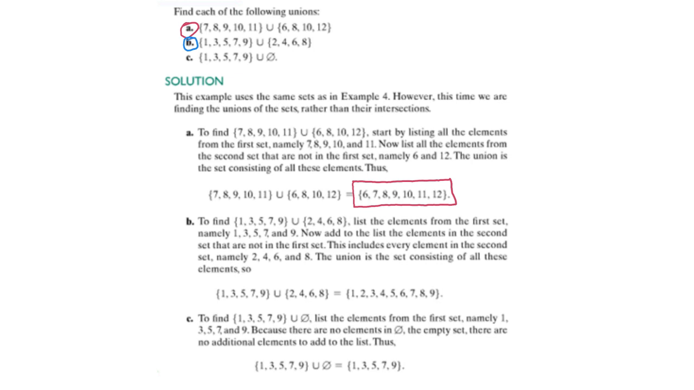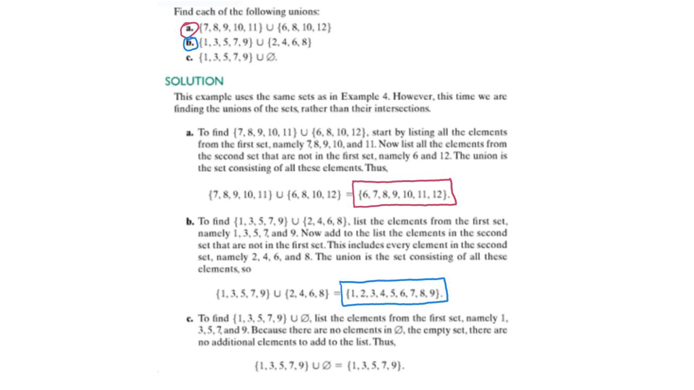Part B has the first set as 1, 3, 5, 7, 9, union 2, 4, 6, 8. So once again, we are going to unite all the elements from the first set with all the elements in the second set. And most of the time, if you can place these in ascending order, that would be great. Sometimes the numbers are not numbers, they're symbols, so you can just list them.